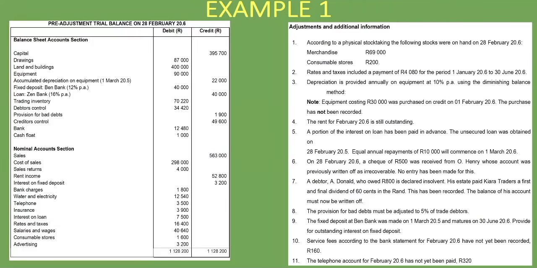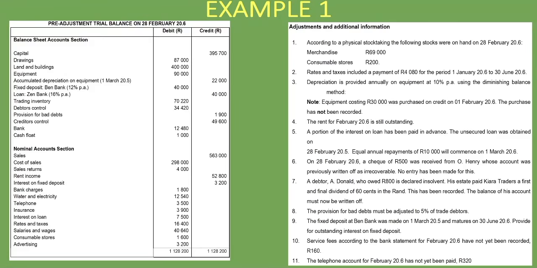Let's do number 9. Number 9 says that the fixed deposit at BAN Bank was made on 1 March 2015 and matures on 30 June 2016. Provide for the outstanding interest on fixed deposit. Now, this is similar to the one we did on the interest on loan, but this one here, it's an income because we put money into a bank as a fixed deposit and we are expecting to earn interest on it.